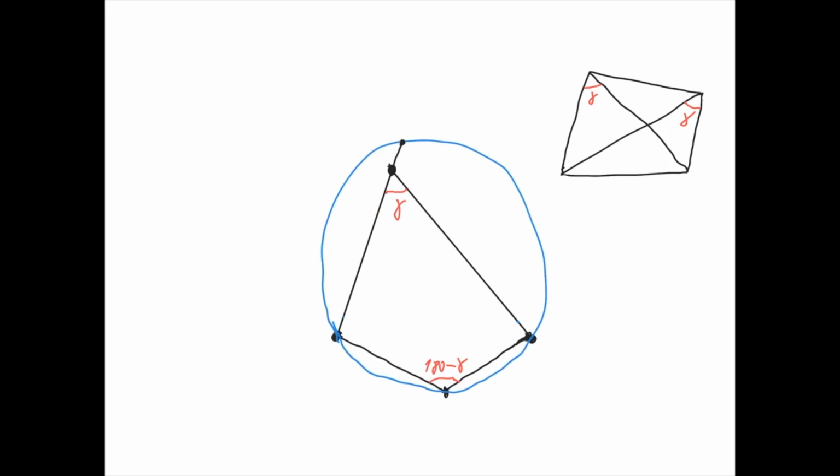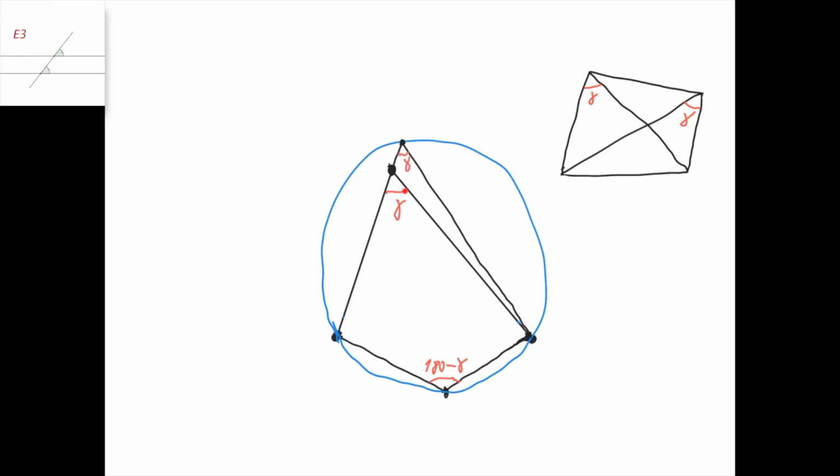Now, since we assumed that the quadrilateral is not cyclic, it can't pass through this point. So let's assume it passes through this point here, which is on the extension of this segment in this direction. Now we know that this quadrilateral here, the extended one at this point, is cyclic, and so we can use its property that the sum of this angle and this angle is 180 degrees, and therefore this angle here is gamma.